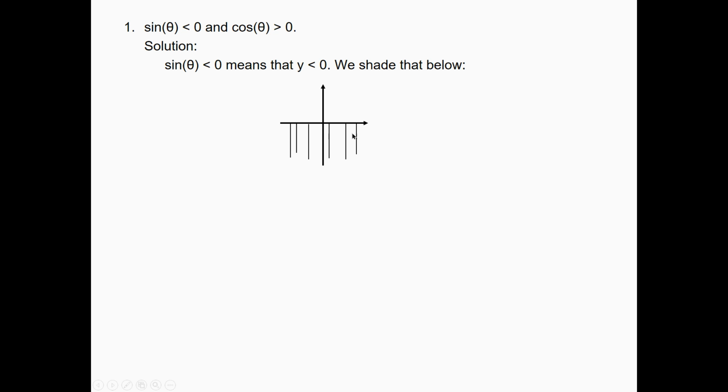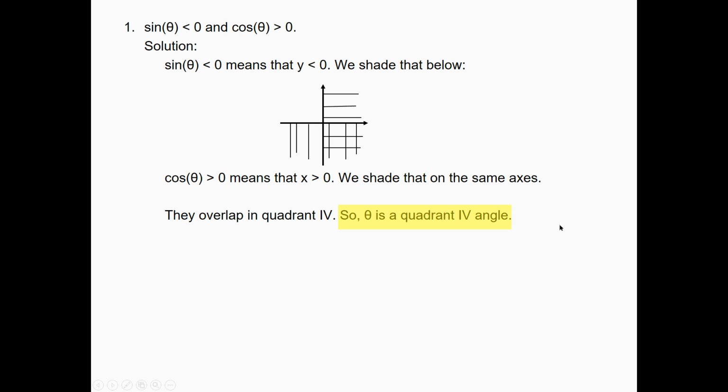So this is my shape. Okay, then cosine of theta greater than 0, that says x is positive. So that would be the right side. And where do they overlap? Quadrant 4. So theta is a quadrant 4 angle.